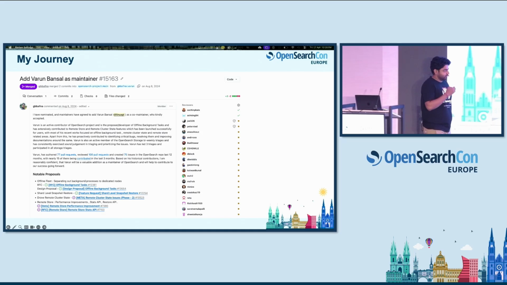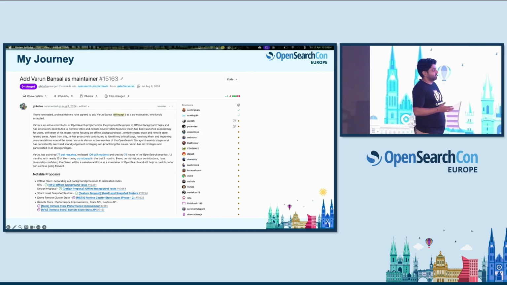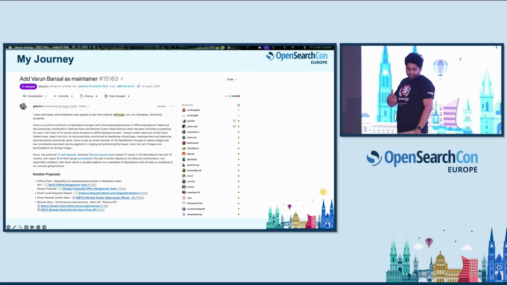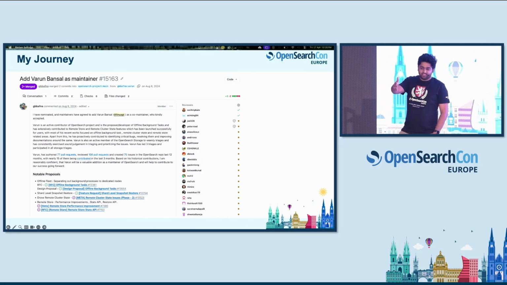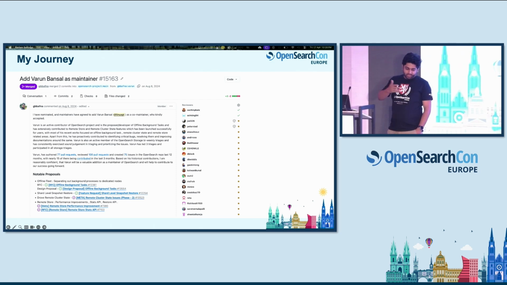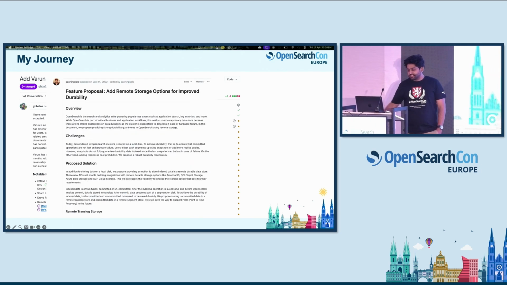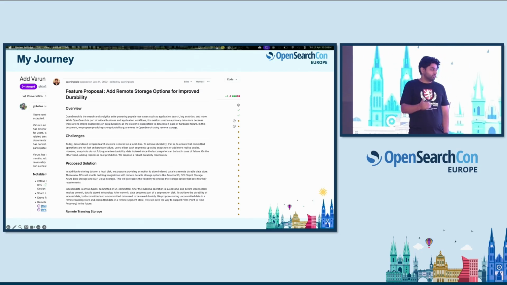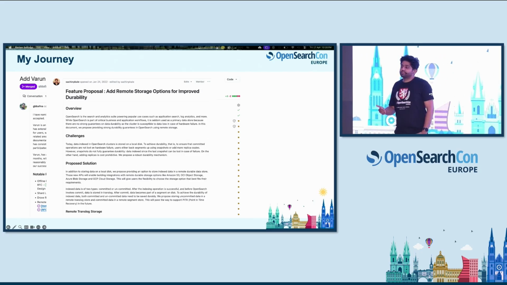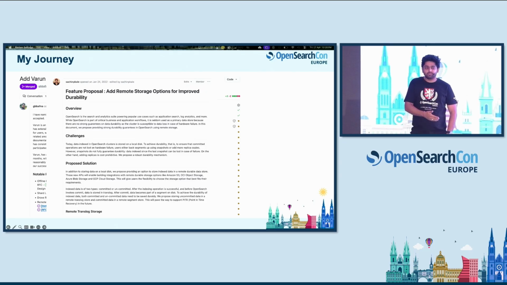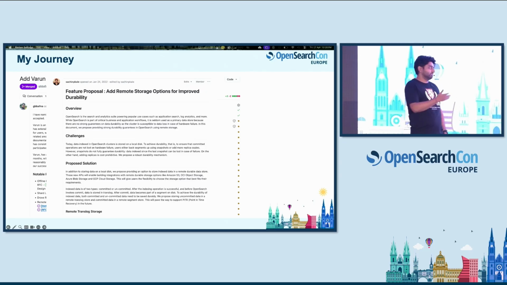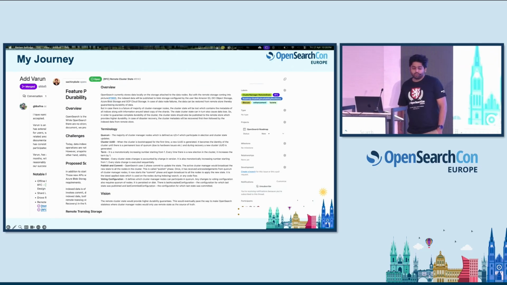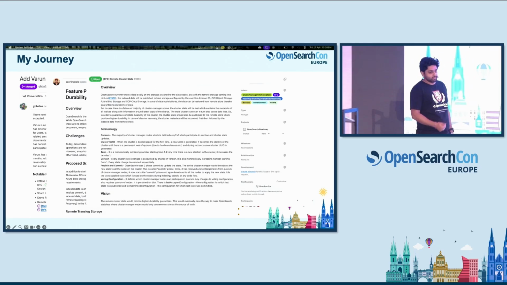Now, I'll also shed some light upon my journey as a maintainer. My maintainership proposal was sent by Gaurav, who is sitting here. And I was really happy to become a maintainer, but that journey started from me contributing as a contributor. I started from the remote store project. When remote store was being developed in the open source, in the OpenSearch project, I started as a contributor from day one. And later, with my contributions, I got the opportunity to drive the remote cluster state effort.